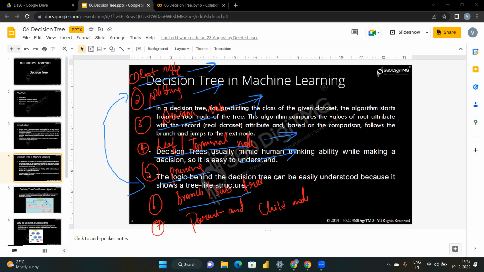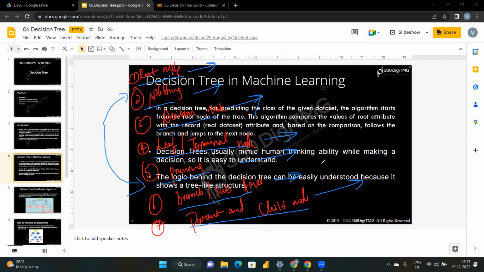Branch or subtree: a subsection of the entire tree is called a branch or subtree. And the next thing is parent and child nodes. A node which is divided into subnodes is called the parent node of those subnodes, whereas the subnodes are the children of the parent. A decision tree classifies instances by sorting them down from the root to some leaf or terminal node, and the leaf node provides the classification.